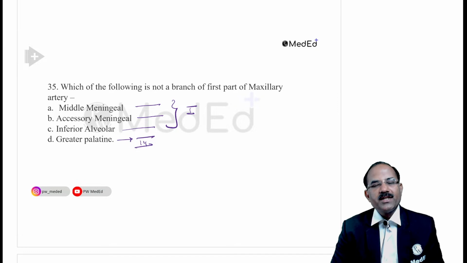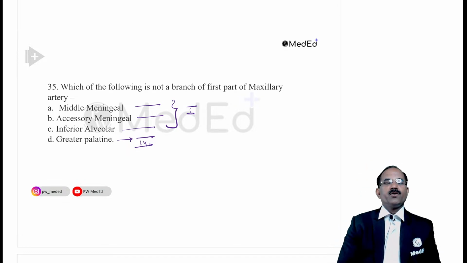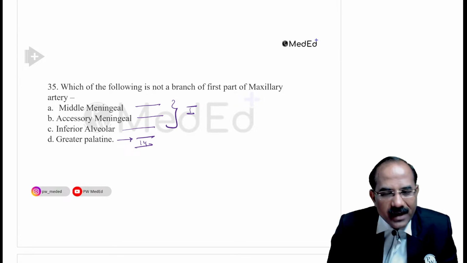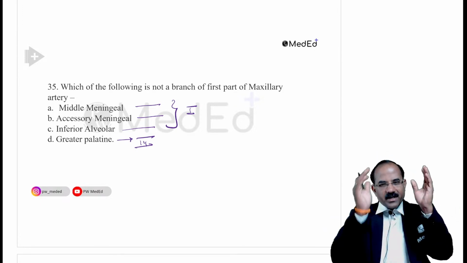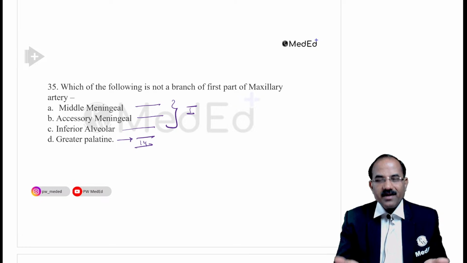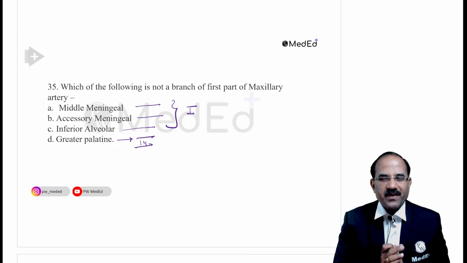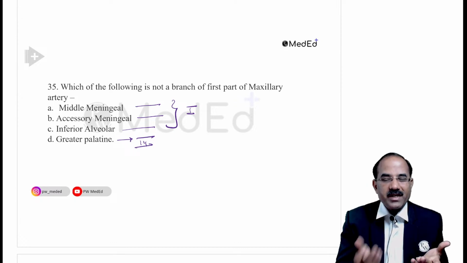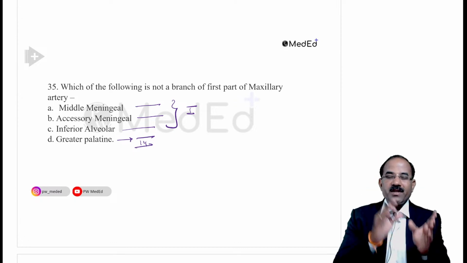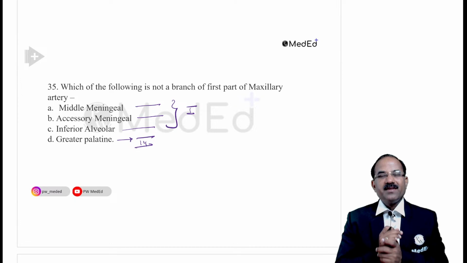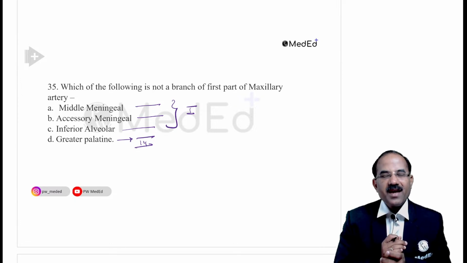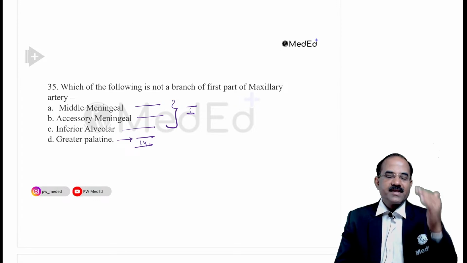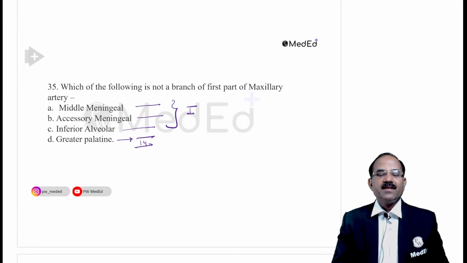So I've told you the branches of the maxillary artery, students. Is this clear to all of you? Let's remember once again, I'll repeat: the maxillary artery is divided into three parts by which muscle? Lateral pterygoid. Similarly, the axillary artery is divided into three parts by pectoralis minor, and the subclavian artery is divided into three parts by scalenus anterior.